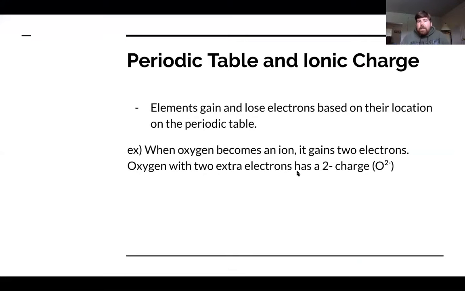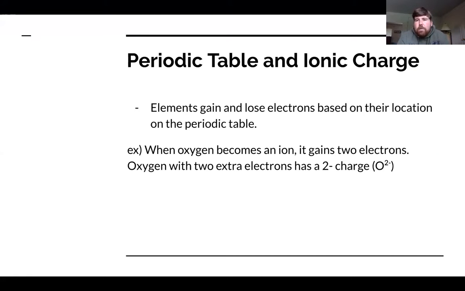So just a reminder, ions are charged particles that become charged by gaining or losing electrons. And specifically based on their placement on the periodic table, they will gain and lose a specific amount of electrons.